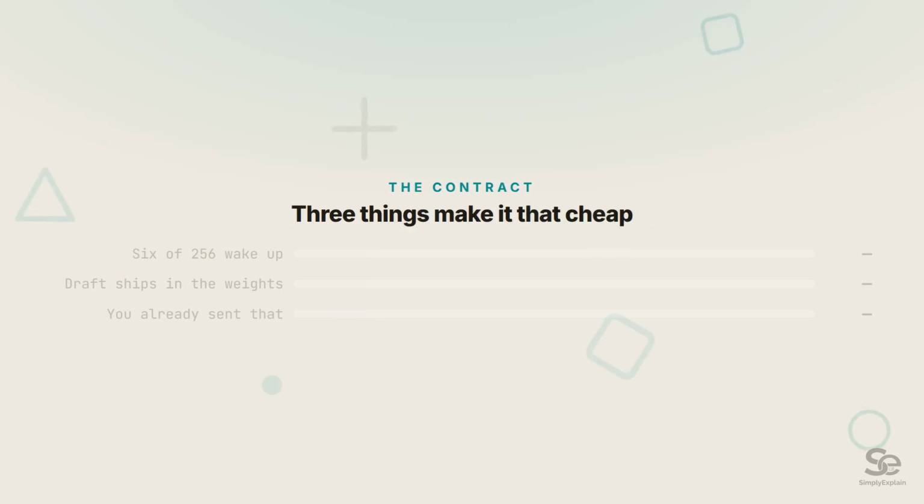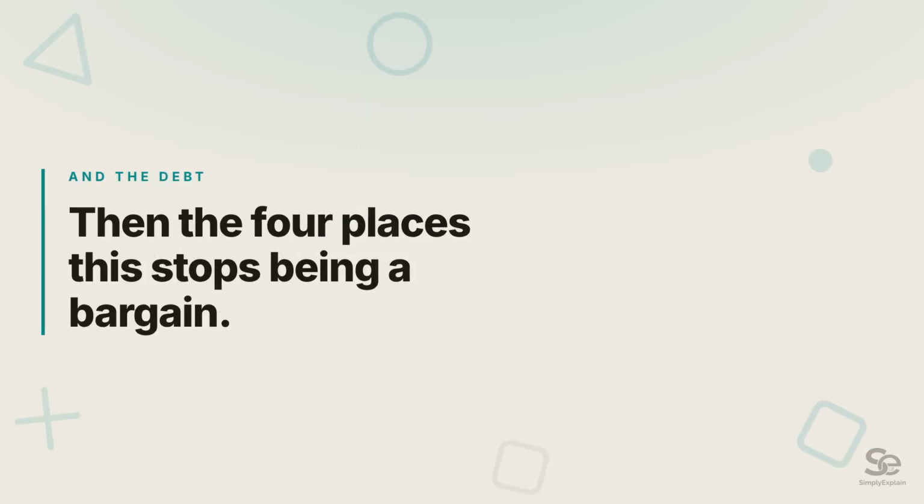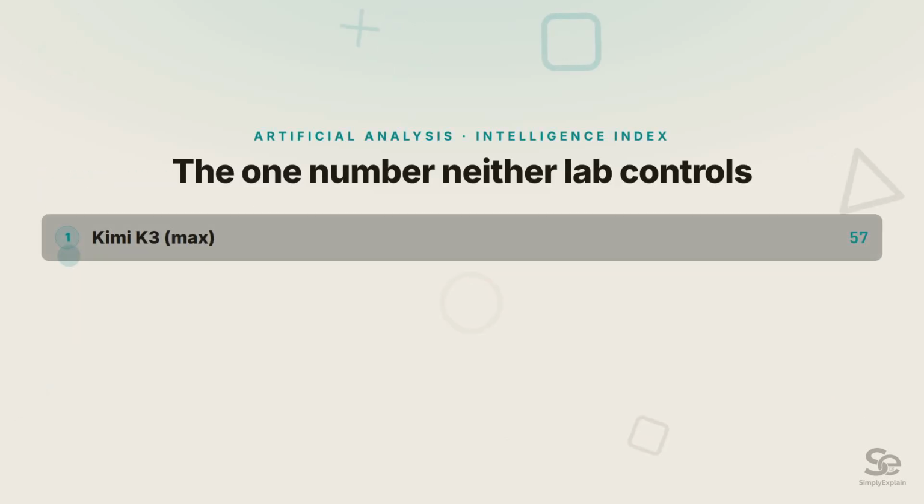3 things make it cheap. Only 6 of its 256 experts wake up. The draft model that speeds it up ships inside the weights, and it barely charges for what you already sent. Then the 4 places this stops being a bargain. Start with the one number neither lab controls.